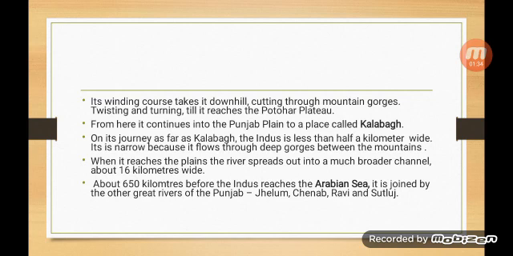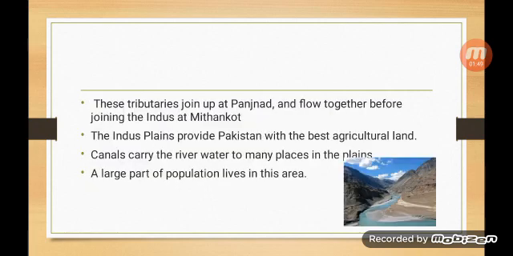About 650 kilometers before the Indus reaches the Arabian Sea, it is joined by the other great rivers of the Punjab, which are Jhelum, Chenab, Ravi, and Satluj. Then these tributaries join up at Panchnad and flow together before joining the Indus at Mithankot. The Indus Plains provide Pakistan with the best agricultural land. Canals carry the river water to many places in the plains. A large part of the population lives in this area.